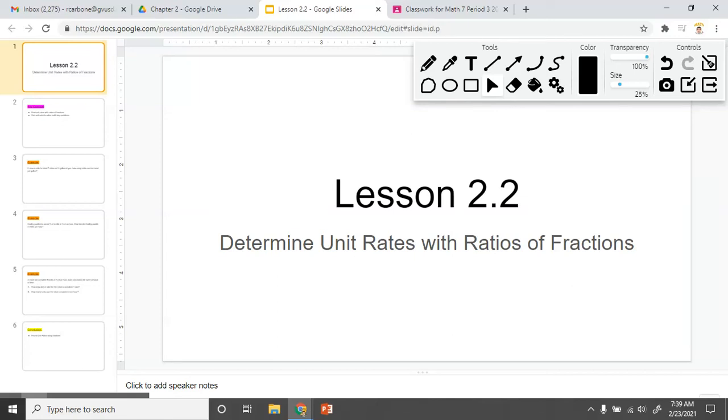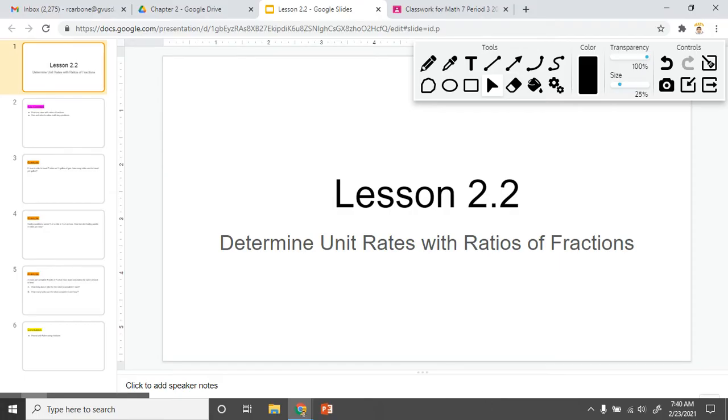Hello class, today we're going to be going over lesson 2.2, how to determine unit rates with ratios of fractions. So this is going to be very similar to lesson 2.1 where we were finding the rate, ratios, and the unit rates of different problems. However, now we're specifically going to be working with fractions.